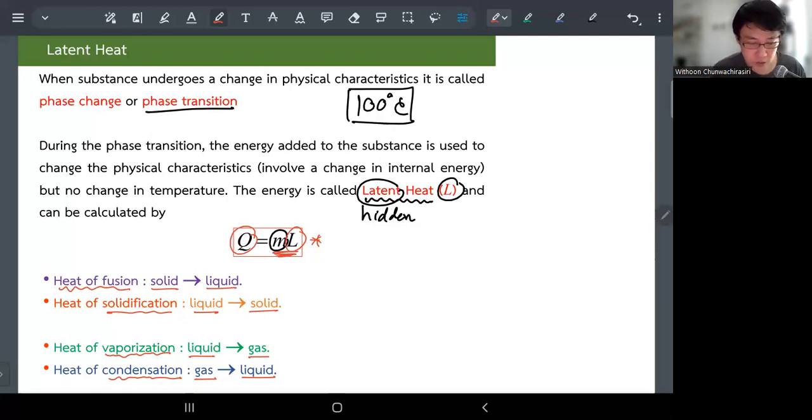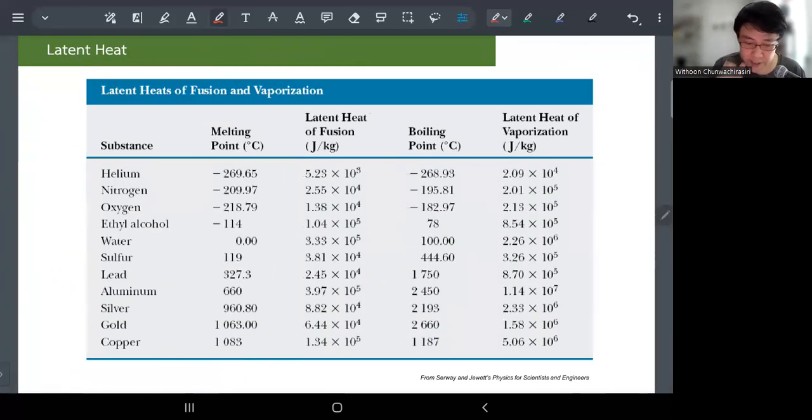All right, guys, so those are the two main equations that you are going to use. And this table gives you the latent heats of a couple of substances, so you can refer to this table if you want to look up some numbers.